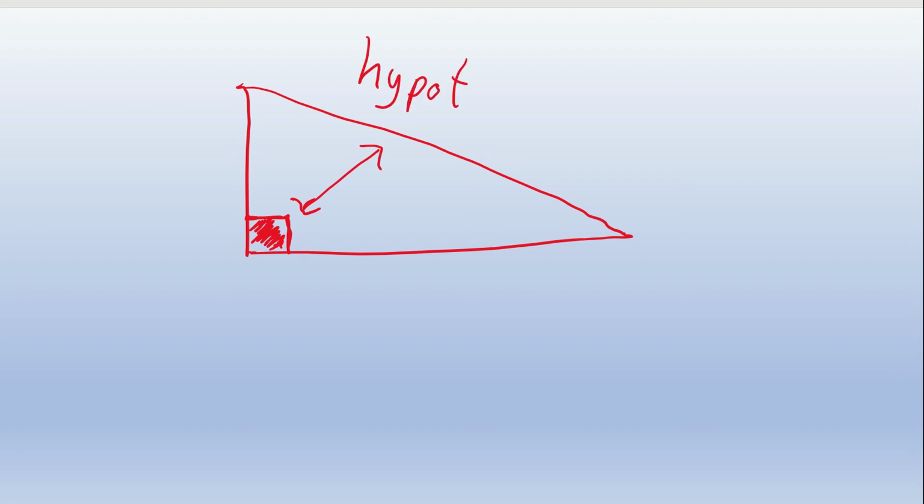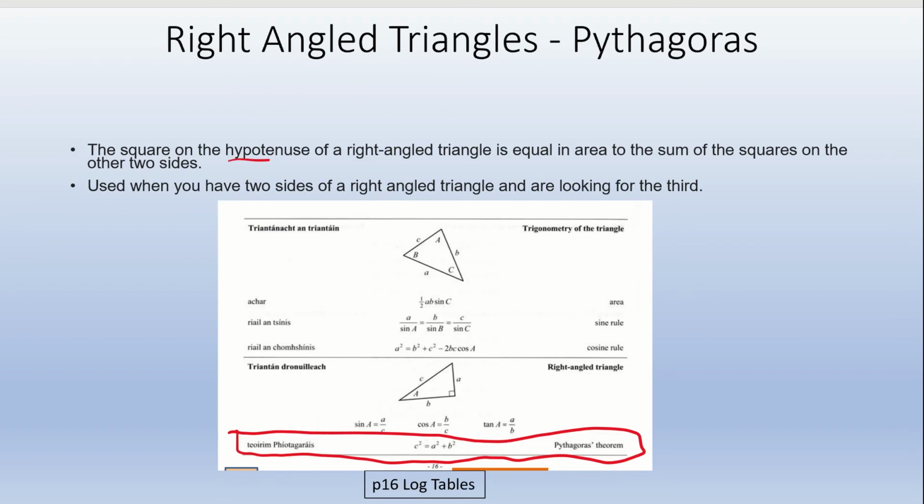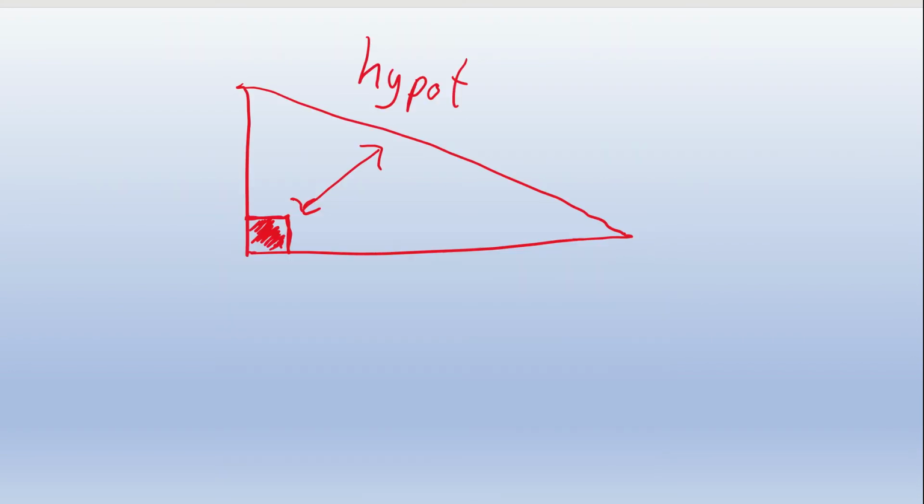H-Y-P-O-T. Now, I'm just going to check my spelling of that. I have it written down back here. E-N-U-S-E. And the hypotenuse is just a fancy way of saying your longest side. Seeing as I have that back in my other slide there, I'm just going to rub that out. That was just to show you that the longest side is called your hypotenuse. And I will put that in the description at the very end.